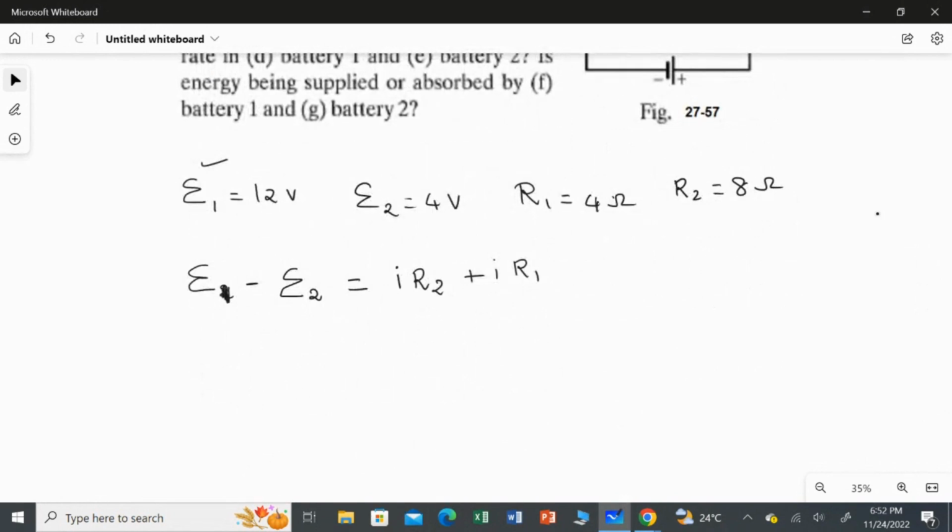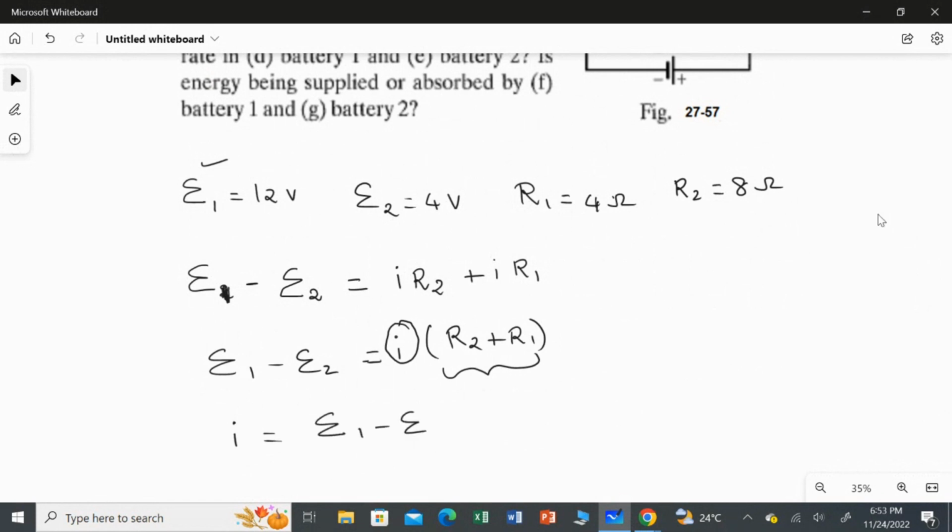We are going to find the current in the circuit. We can take the current as a common term on the right hand side, so I multiplied by R2 plus R1, and on the left hand side EMF 1 minus EMF 2. We are going to find the value of current, so I keep the current here and move R2 plus R1 to the left hand side as the denominator. By that the equation becomes I equal to EMF 1 minus EMF 2 divided by R2 plus R1.